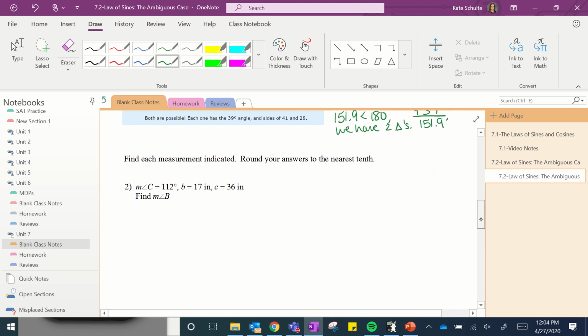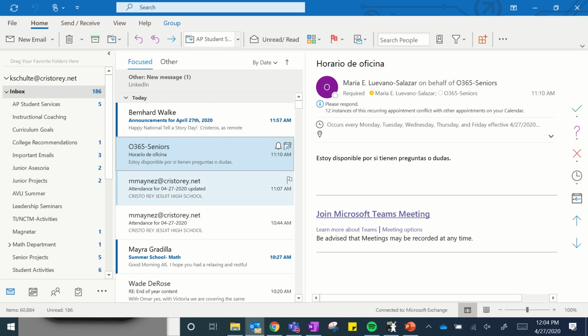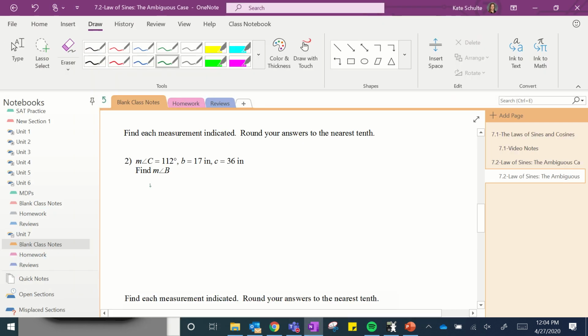All right, so let's try another one just of the basic type. So here I have B's and C's, so it's likely that I have triangle ABC. Again, it doesn't matter how you draw it. So I have angle C is 112. Side B is 17 inches. Side C is 36 inches. And I'm looking for angle B.